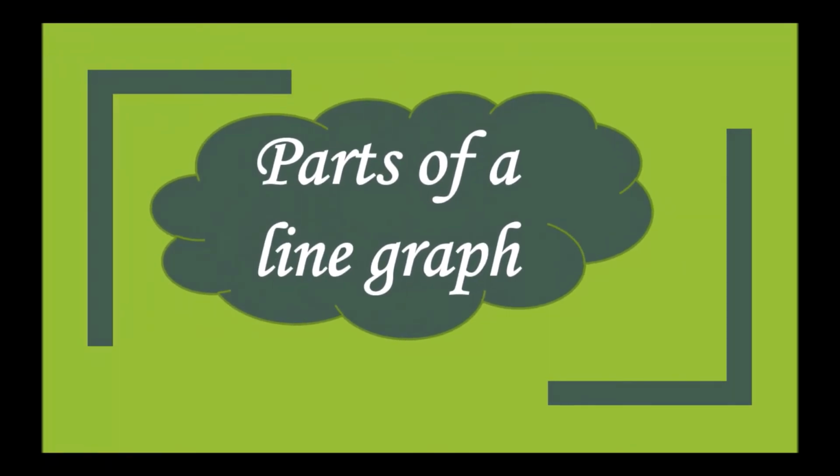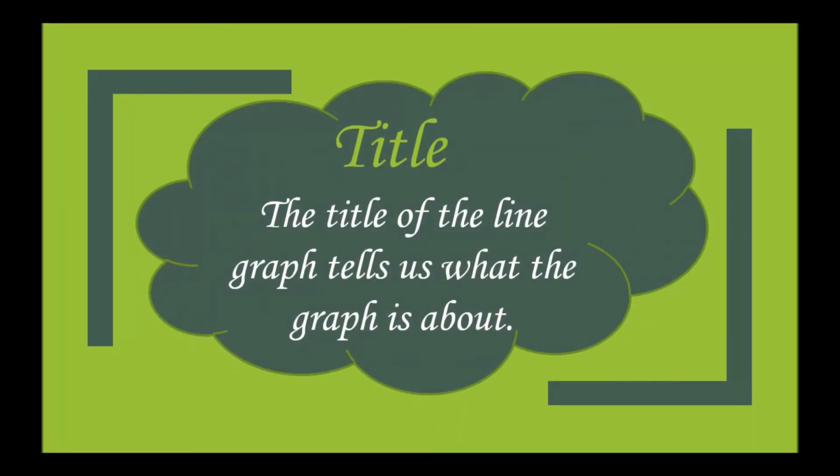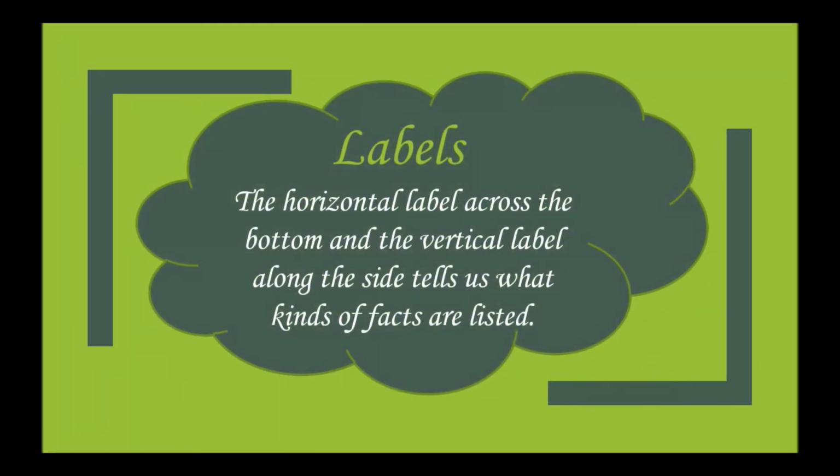Now, parts of a line graph. First is the title. Title is the most important in a graph because half of the information we will get from the title itself. So the title of the line graph tells us what the graph is about. Labels. The horizontal label across the bottom and the vertical label along the side tell us what kinds of facts are listed.